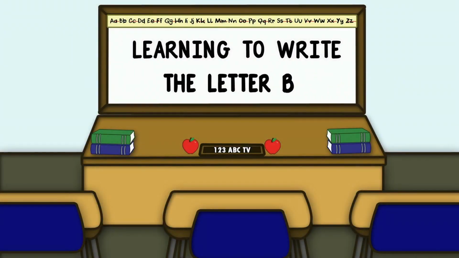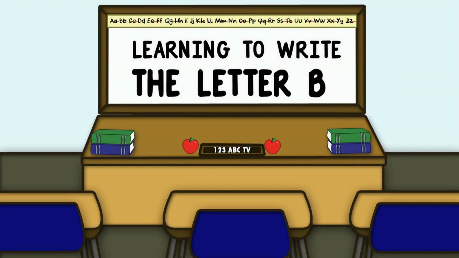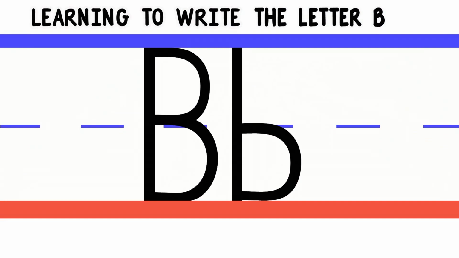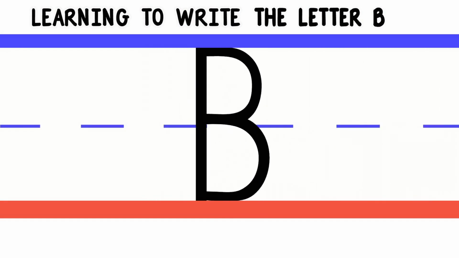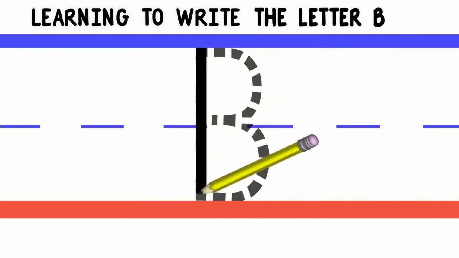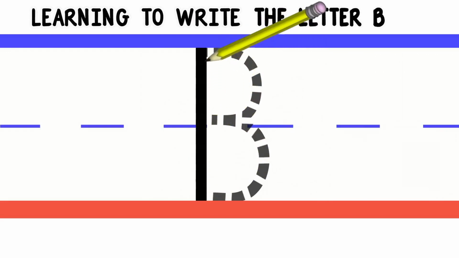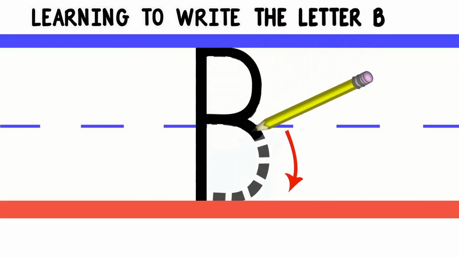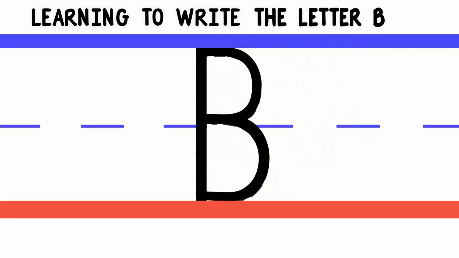Hi kids, welcome to the classroom. Let's learn how to write the letter B. B as in bumblebee. First, we'll start with uppercase or big B. To write uppercase B, we'll start at the top, then go down to the bottom. Then we'll go back to the top and do a curved line to the middle. Then we'll do another curved line to the bottom.